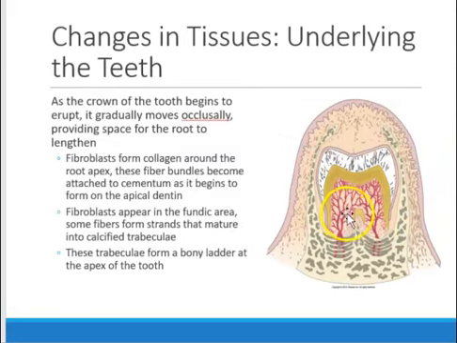As the tooth is going up and erupting, there are cells known as fibroblasts, which come in at the fundic area. The fundic area is the bottom area. At the bottom area you'll see fibroblasts, and what they do is make these bony ladders. It looks like a ladder, and it's actually bone. Eventually, these bony ladders become hard bone.